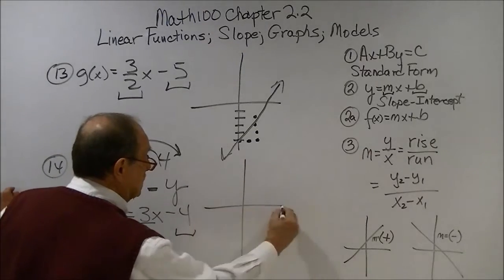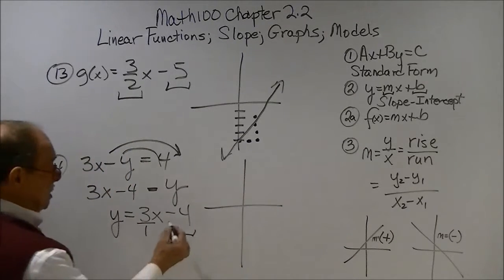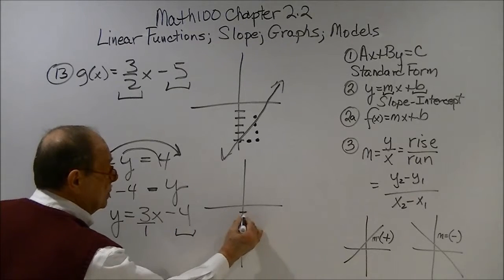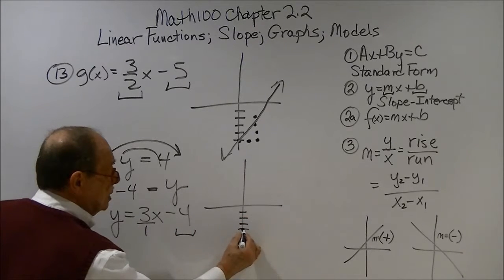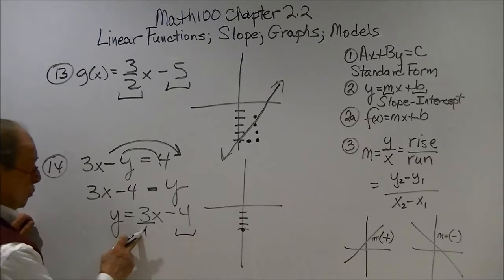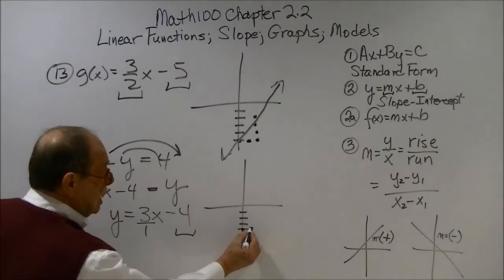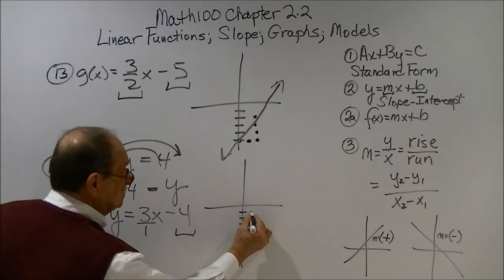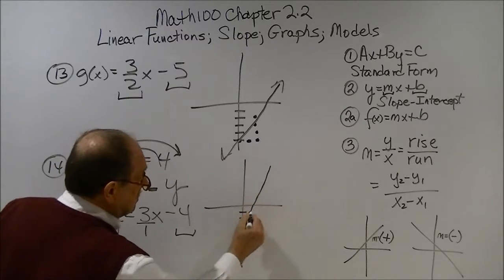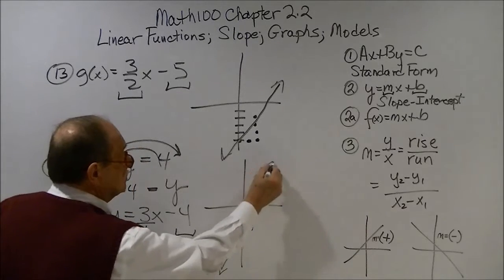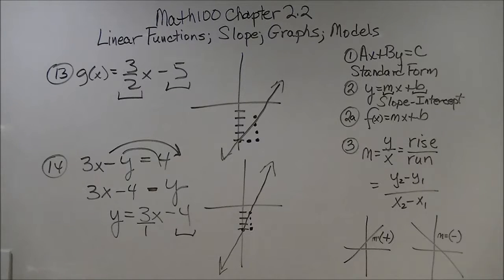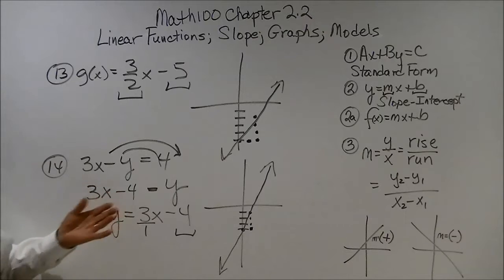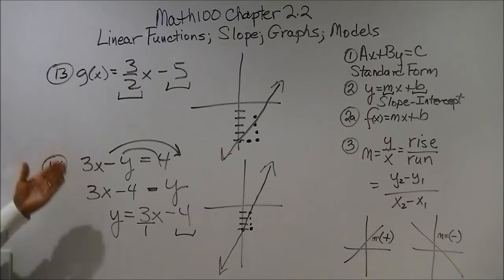So, make my little graph. My y-intercept is negative 4. 1, 2, 3, 4. Put a dot there. My run is a 1. It's positive. And my rise is 3. And then there's my graph. Again, if you want to see these again, just rewind the tape, and you want to try to do it so that you end up with these results.